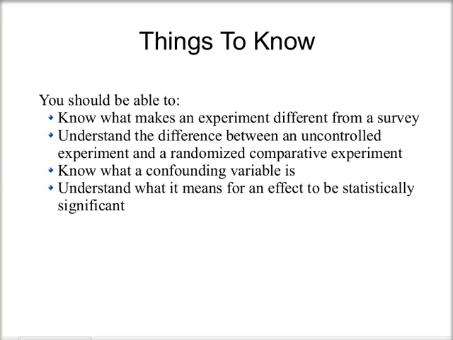A randomized comparative experiment takes the subjects and divides them randomly into two groups that receive different treatments, and then we compare the outcome at the end of the experiment. You should know what a confounding variable is, and this is something that may not be accounted for in the experiment that could affect the results. And also understand what it means for an effect to be statistically significant. So that is large enough that it would rarely occur by chance.